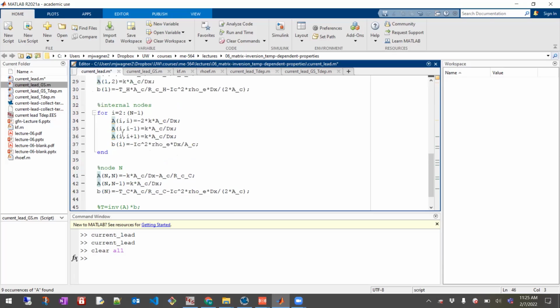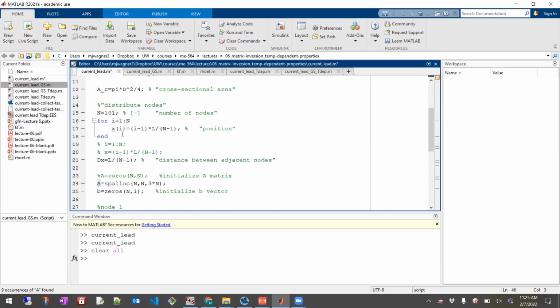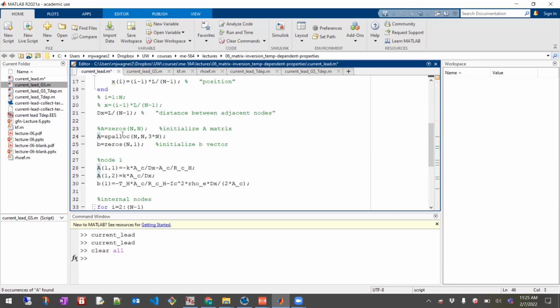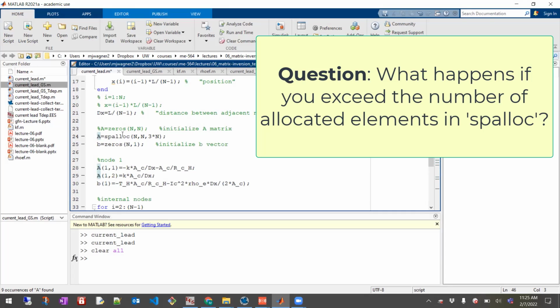What do we do? We said there's how many nodes? 101 nodes. That should be solvable in ease. Yeah. With the spatial spell, if you get the 3 times n and it's actually 4 times n for one of them, is that okay? I think it's okay.